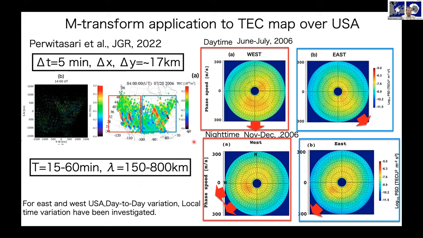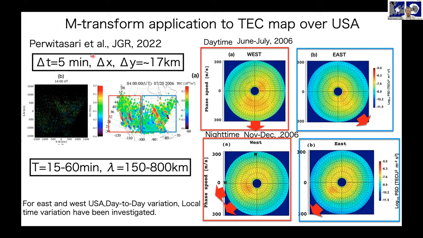The M transform can be applied to the total electron content, TEC, mapping data obtained by GNSS. GNSS TEC map has a TEC value at only very discrete observation points compared with the normal airglow imaging. However, the time resolution is very high, on the order of seconds.